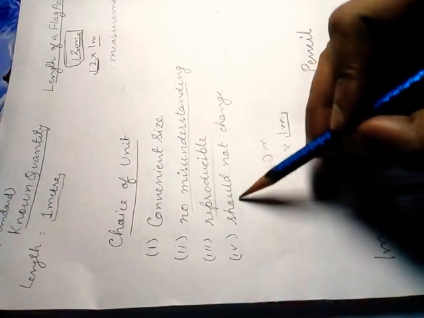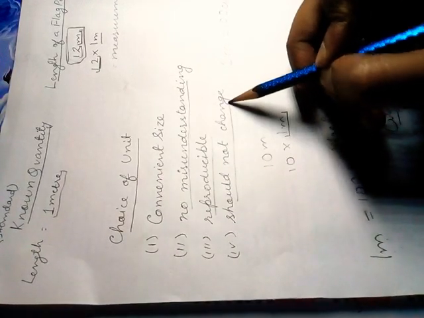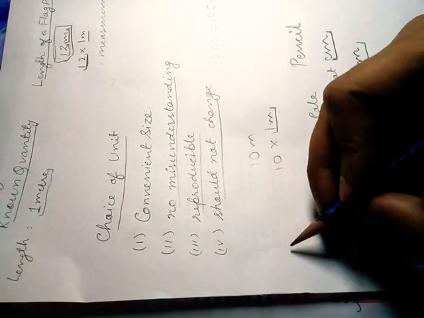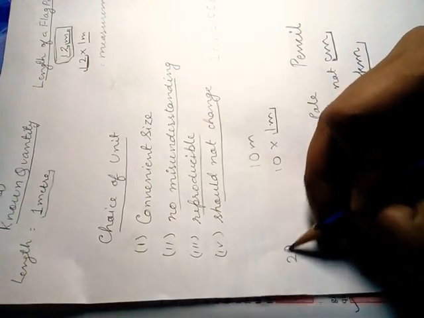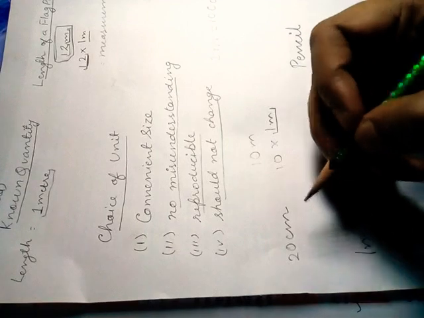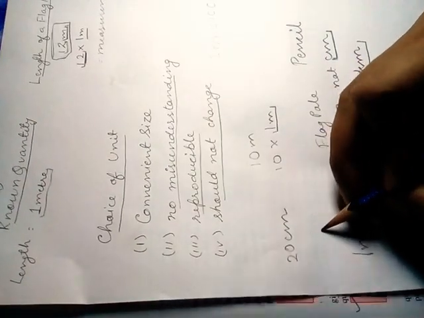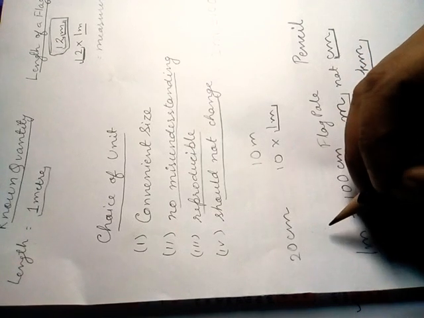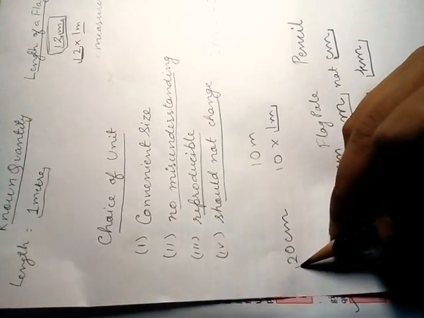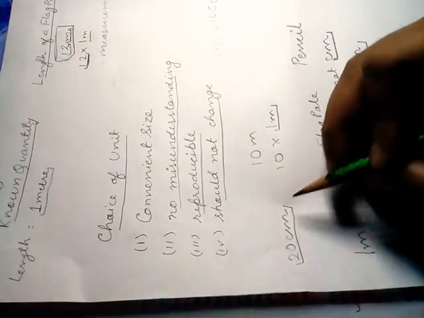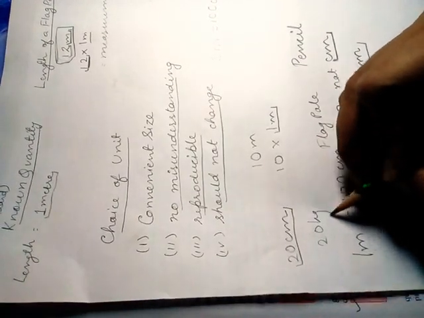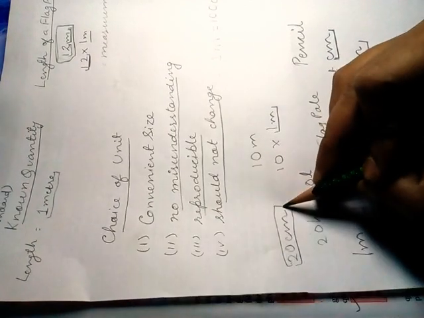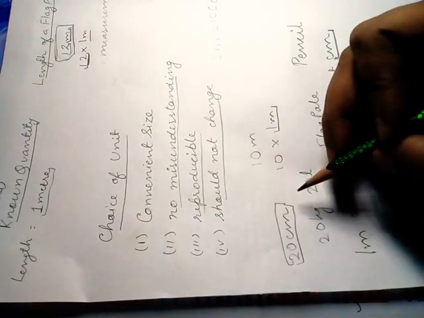Now the next point is, it should not change. Suppose the length of a pencil is 20 centimeter, then whether on earth or in space, irrespective of any space or time, the length of the pencil should be 20 centimeter only. It will not become 20 kg or 20 liter anywhere. If the quantity is of length, it will always remain of length.